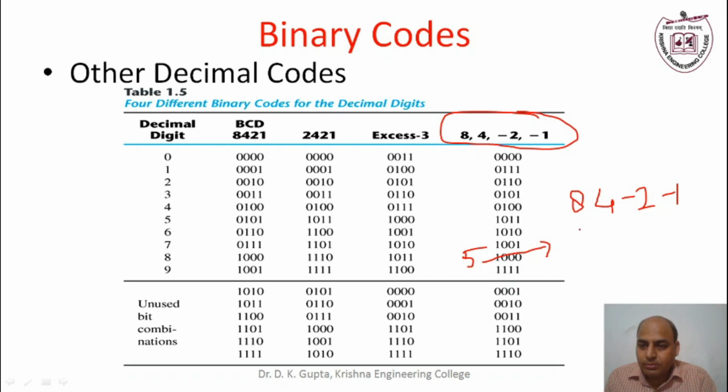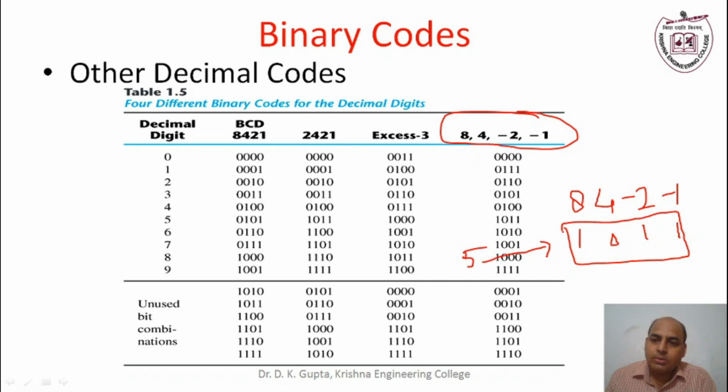So here 1 means 8. 1 here means 8 minus 2, since here it is minus. So 8 minus 2 equal to 6, plus 1 is written here. That means 6 minus 1 equal to 5. So we can put 0 here. So 1011 is the equivalent 84 minus 2 minus 1 code for decimal digit 5.